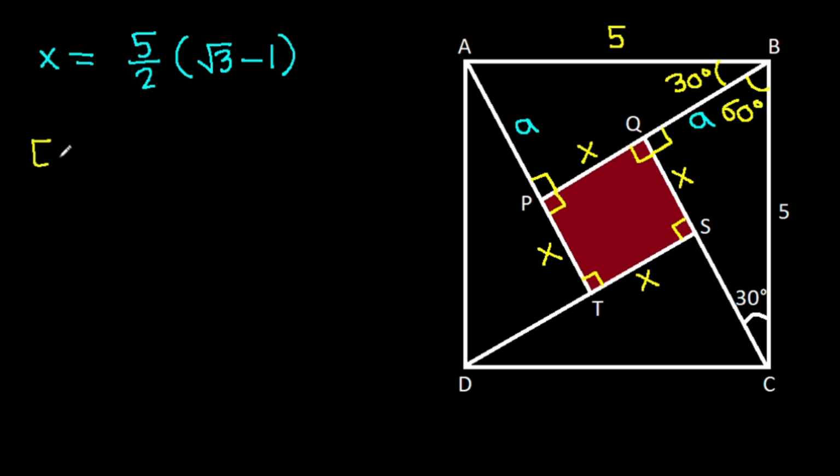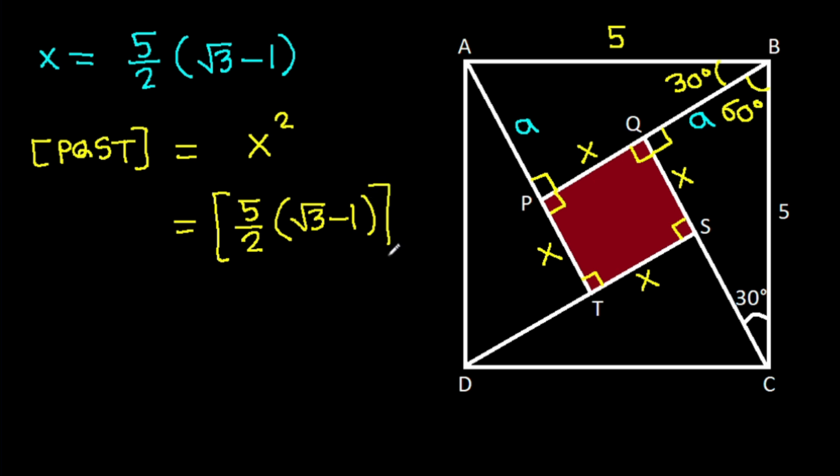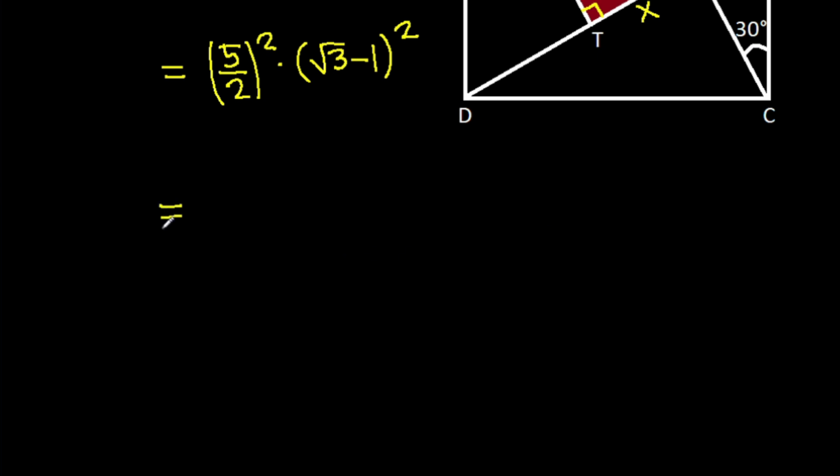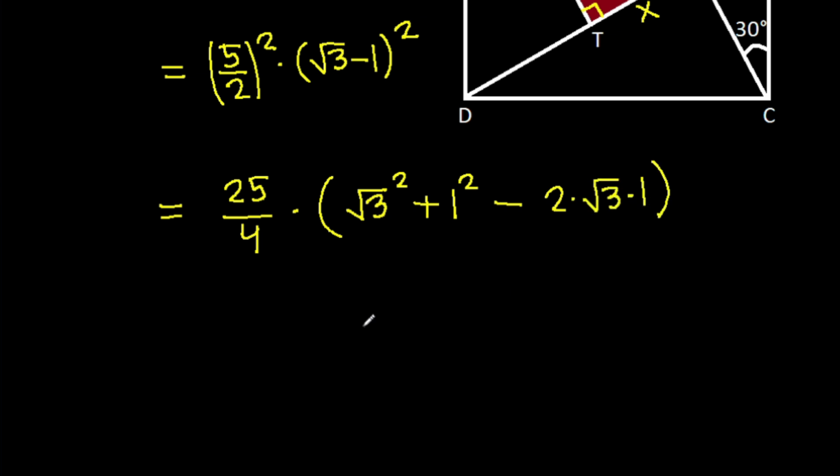And the area of PQST will be x square, and x is 5 over 2 times root 3 minus 1, squared, and it is 5 over 2 squared times root 3 minus 1 squared, and it is 25 over 4 times root 3 squared plus 1 squared minus 2 times root 3 times 1, and it is 25 over 4 times 3 plus 1 minus 2 root 3.